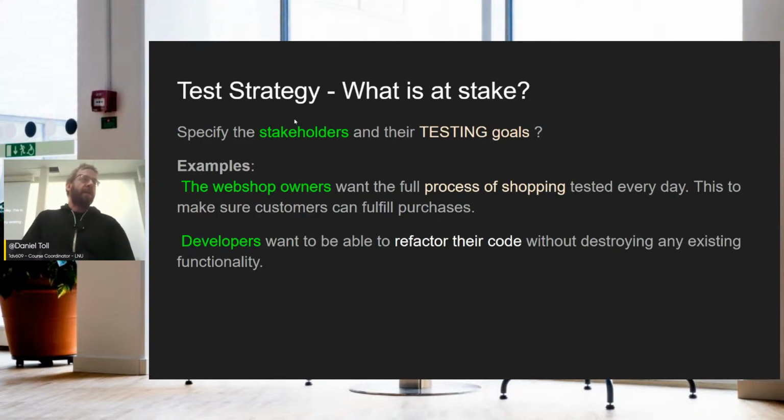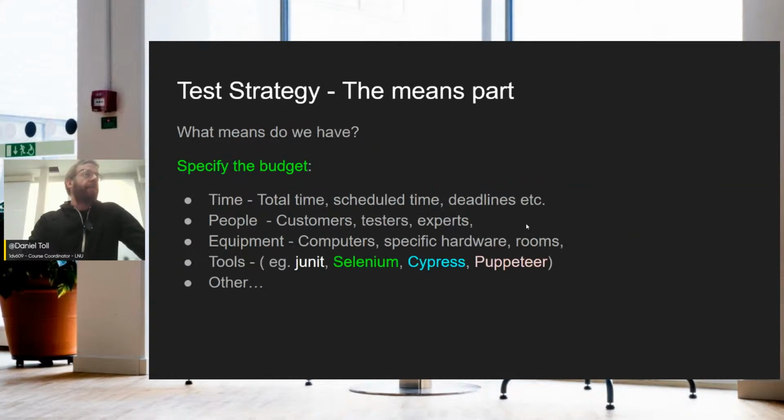Okay, so these stakeholders can also be you, and I assume you're going to be the developers then. So developers want to be able to work with their code, refactor their code without destroying any existing functionality. So these are different kinds of goals from different stakeholders. And of course, there can be other stakeholders here. We can have the government, for instance, wanting to make sure that your application complies with the laws and regulations of that country. So there can be a lot of different goals.